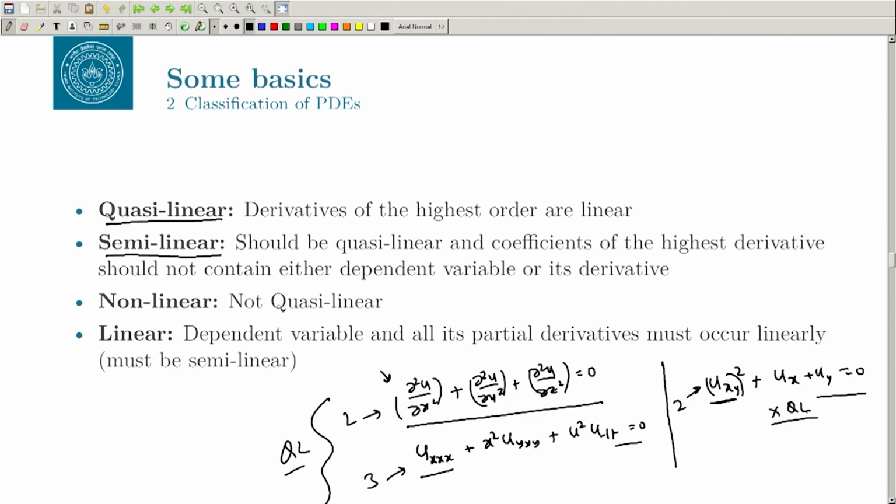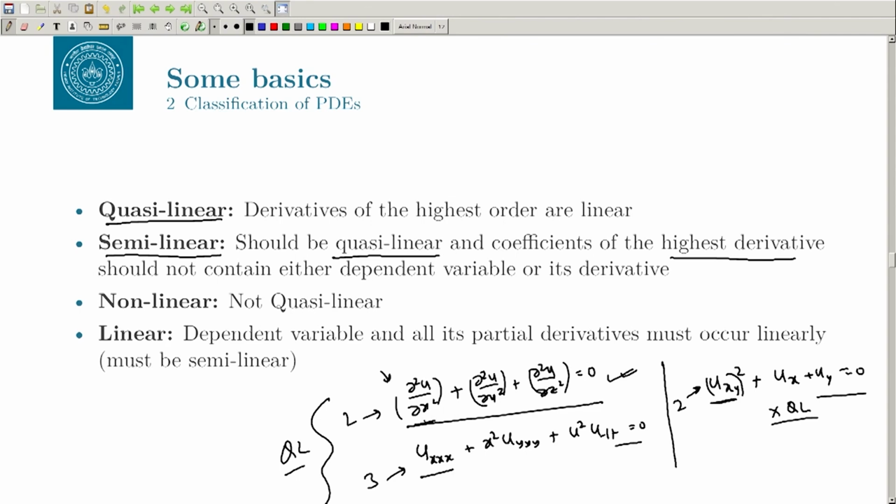Okay, within the quasi linear we can have more classifications. One is the semi linear, which means it should be quasi linear, and second, the coefficients of the highest derivative should not contain either the dependent variable or its derivative. Let me give you one example which is quasi linear, but not semi linear. This one is by default semi linear. It is quasi linear and the coefficient of the highest derivative does not contain either the dependent variable or its derivative.